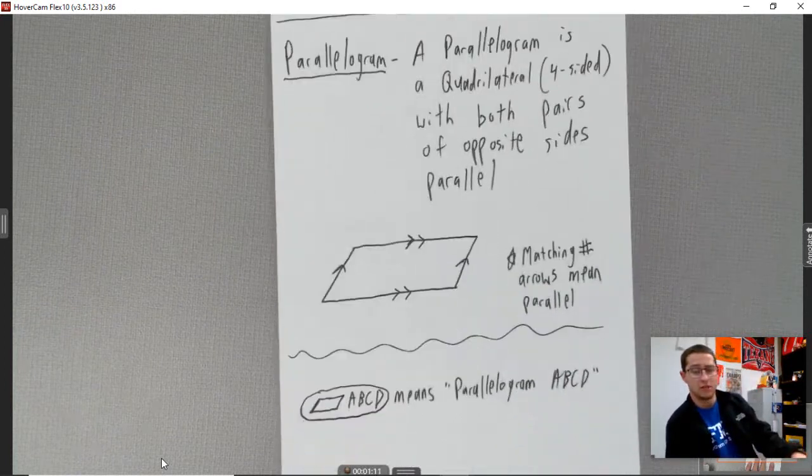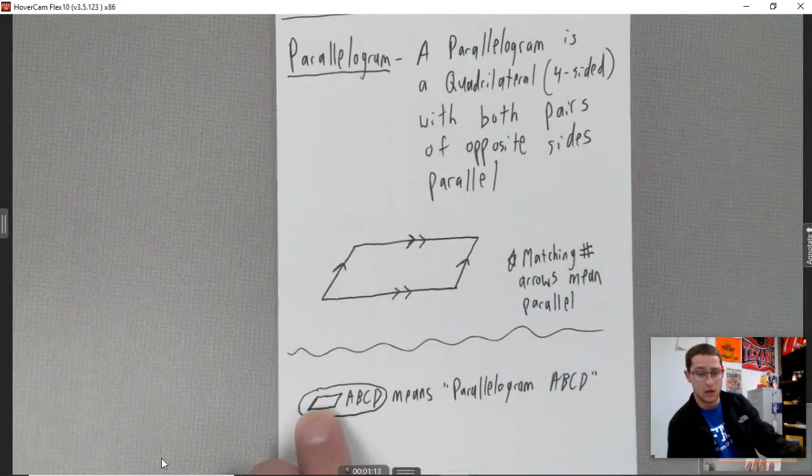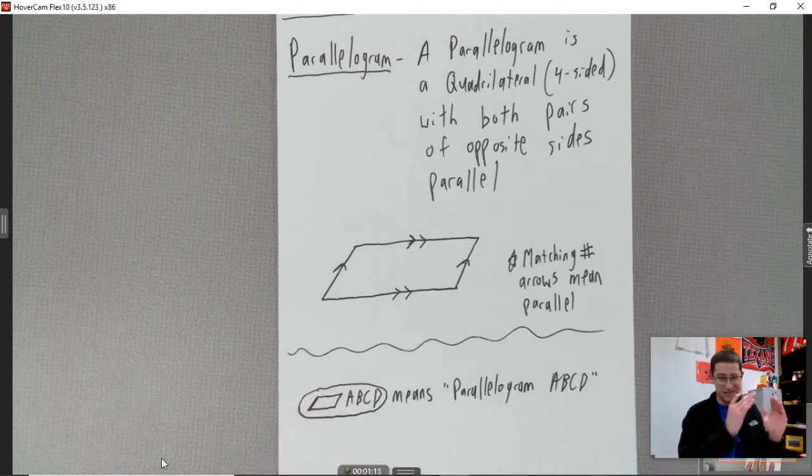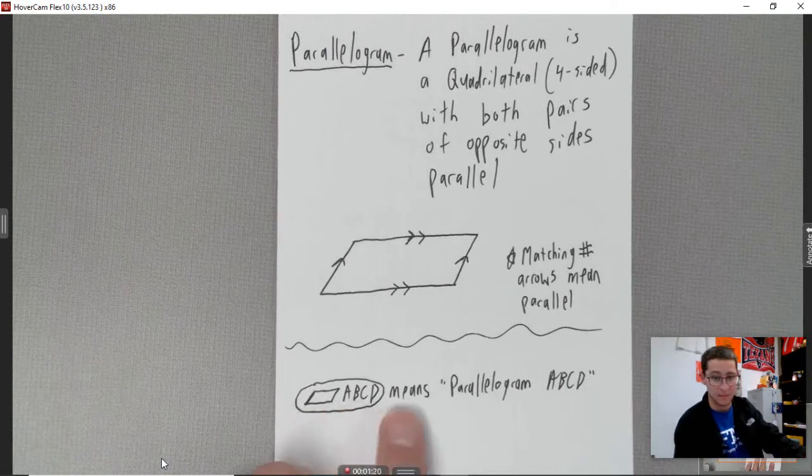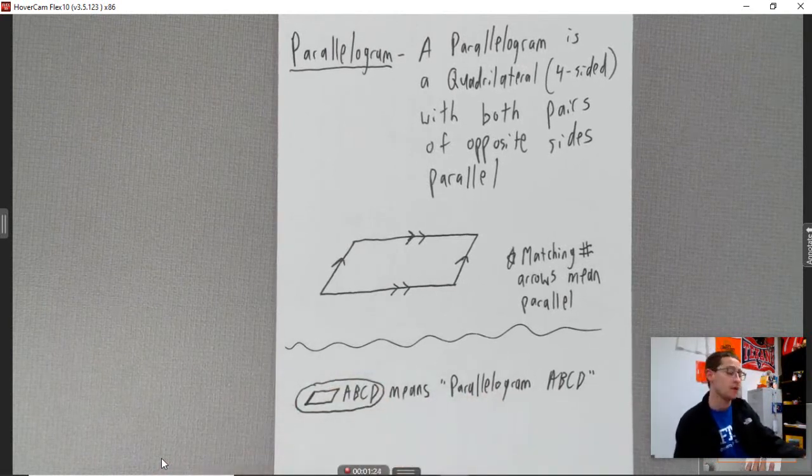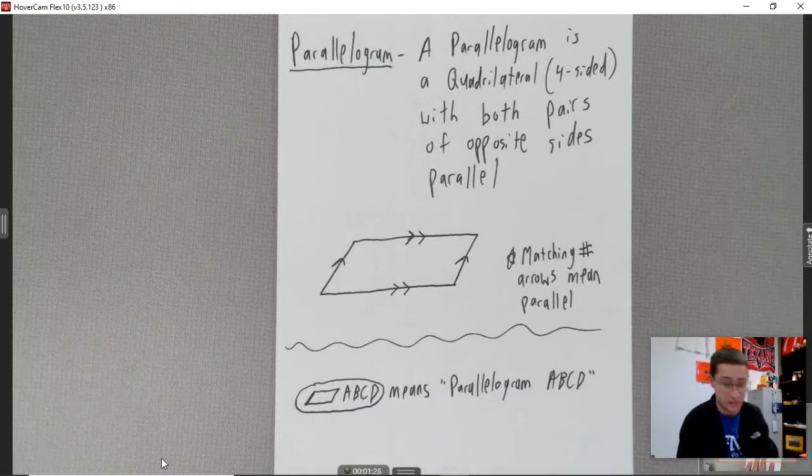So one thing I do want to mention is that you may see this symbol, that little slanted, kind of like a slanted rectangle sort of looking thing. If it says that, then it's essentially labeling it as a parallelogram. And in this case, it's ABCD.